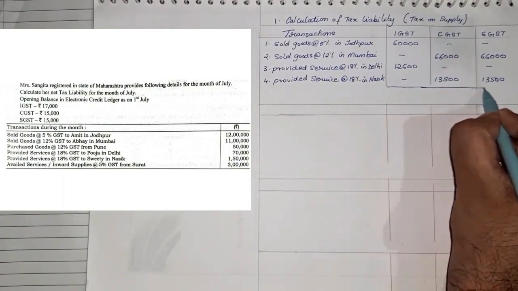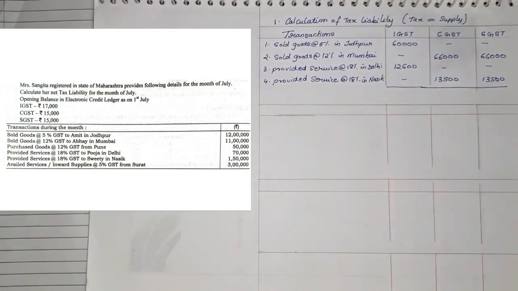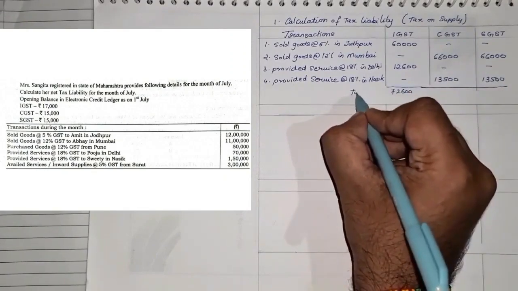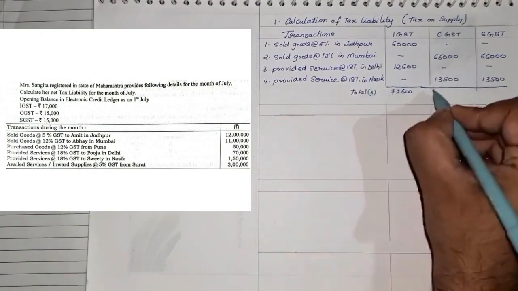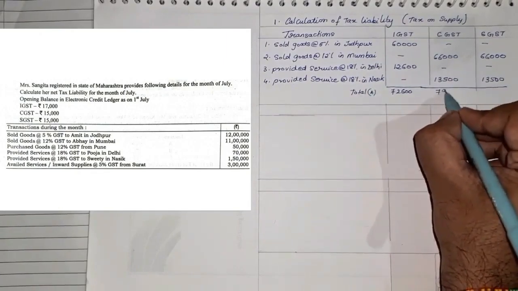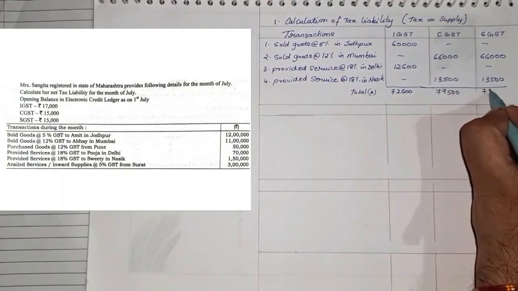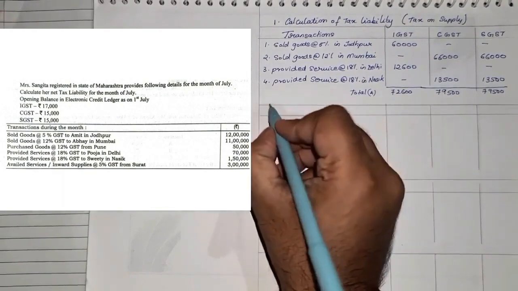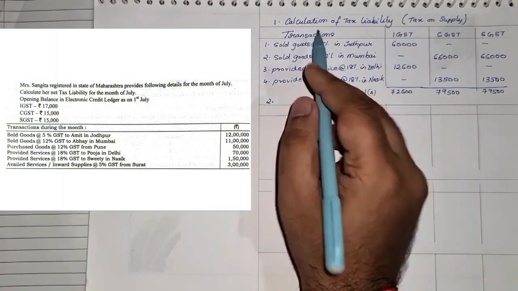That's it. Other than that, there is no more supply. We will total it up. So that becomes 72,600. That's the total. 79,500 and 79,500. That's the very first step that you need to solve. Very simple. Whatever you're supplying, on that take the value of the GST. If it is two different states, IGST; same state, break into CGST and SGST. Step number 2. This was all on supply, step number 1.